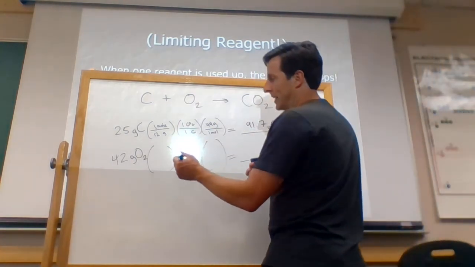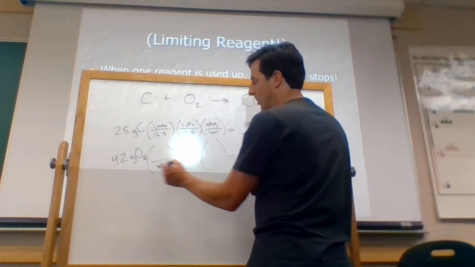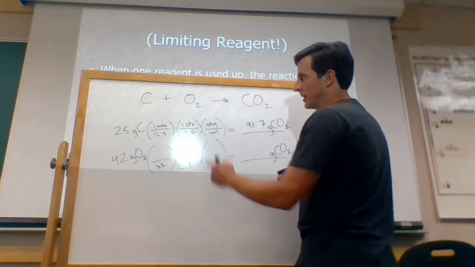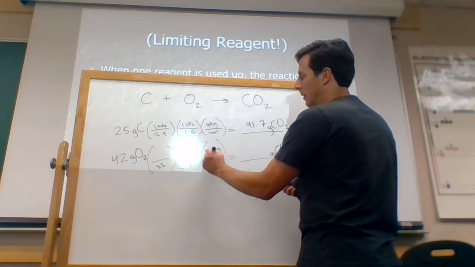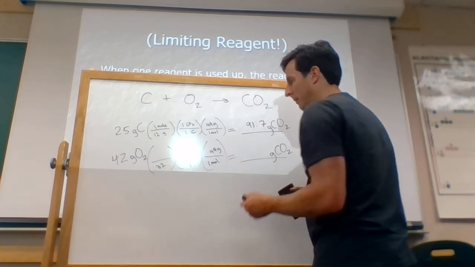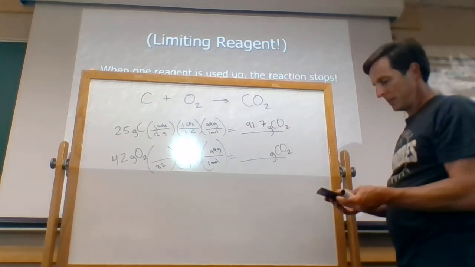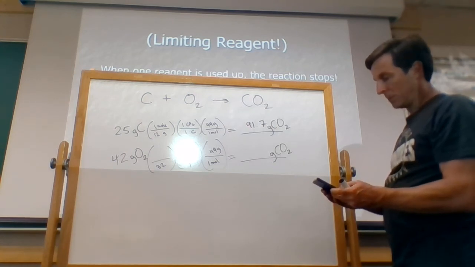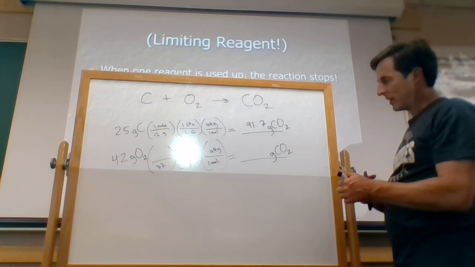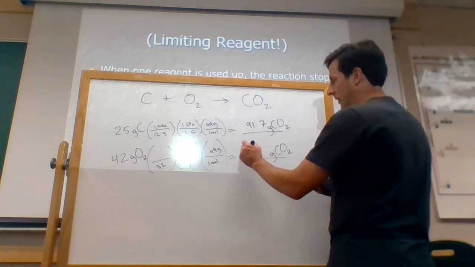Now for the oxygen, I do the same thing. I'm going to divide by 32. Then it's a 1-to-1 relationship between O2 and CO2. And then finally the 44 grams per mole. So let's punch it in. 42 divided by 32 times 44. So that one's going to give me 57.8.